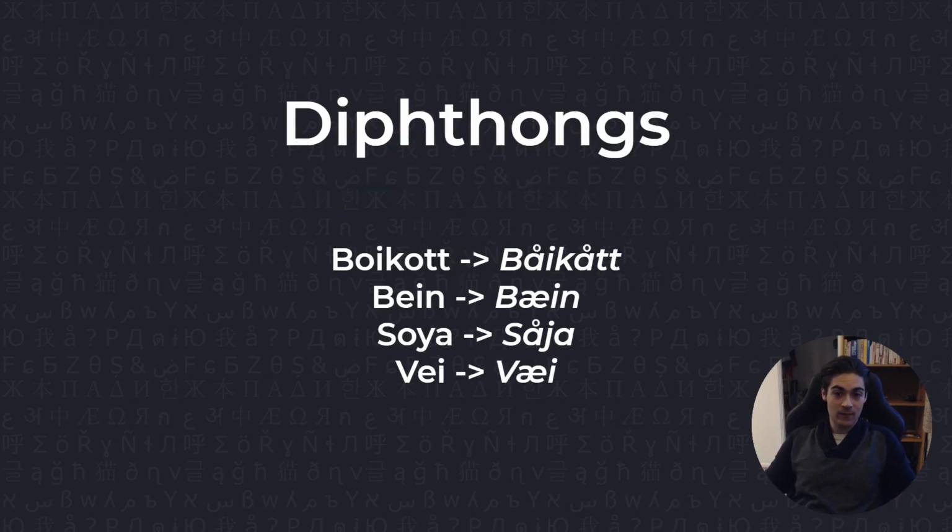Next up we got diphthongs. U-I is always pronounced oi, like boycott. E-I is always pronounced ei, bein. O-Y is also pronounced oi, like soya. And again, E-I is ei, bei.